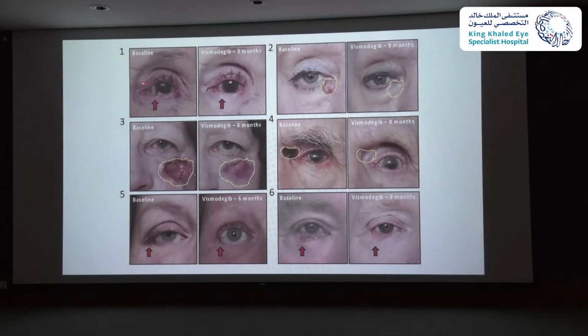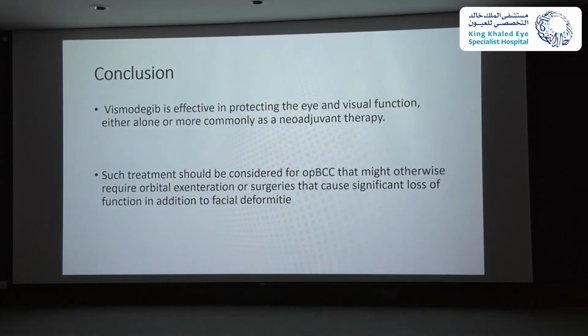Here's an example of a patient at the beginning and 3 months after the treatment. Another example of a patient with basal cell carcinoma, and 9 months after treatment, it's a huge one here with 6 months of treatment. Another patient involving the medial canthus, and after 9 months of treatment, there's a small tumor here, and at 6 months of treatment, and here also a tumor involving most of the lower eyelid, and 9 months after the treatment.